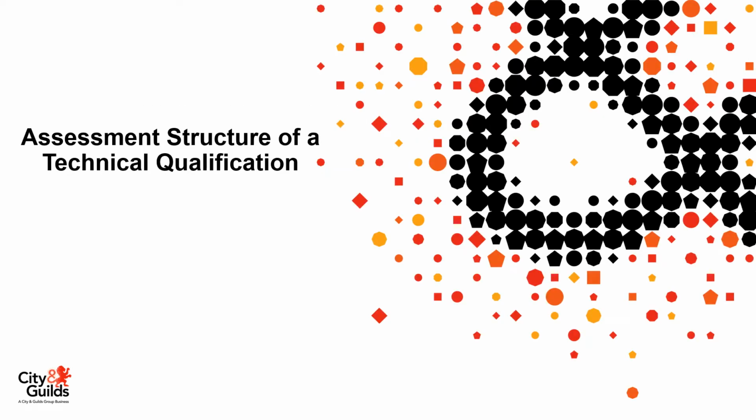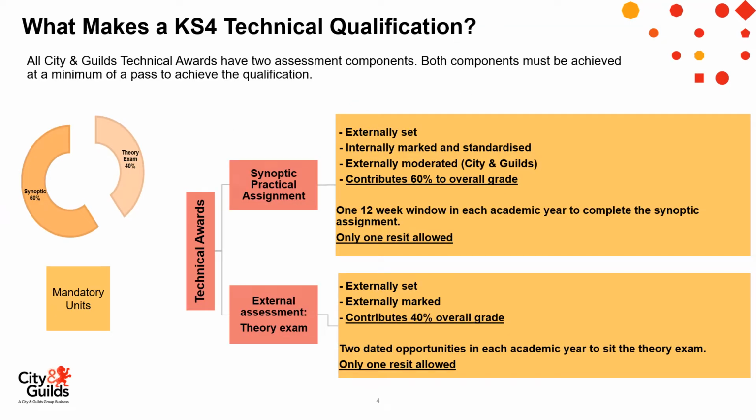Now let's take a look at the assessment structure of a technical qualification. So what makes a Key Stage 4 technical qualification? This slide gives us more understanding of how the qualification will be assessed. Technical awards have two assessment components, and both components must be achieved at a minimum of a pass to achieve the qualification. For the hair and beauty qualification, there will be a synoptic end assignment which makes up 60% of the qualification. This will require the candidates to be able to draw from and apply knowledge, skills and understanding from the breadth of the mandatory qualification content.